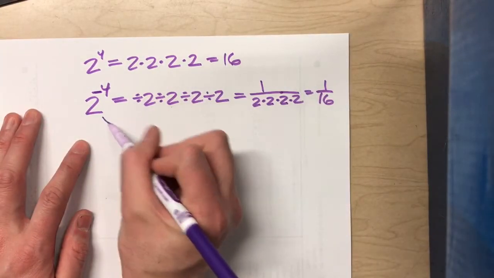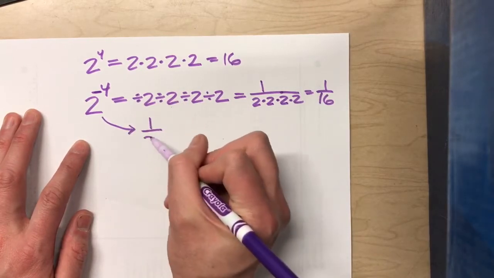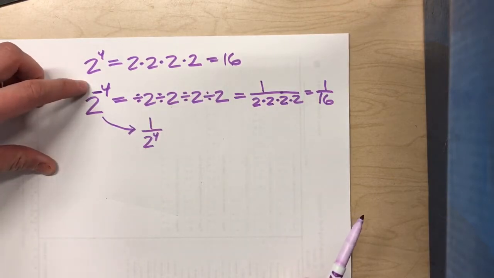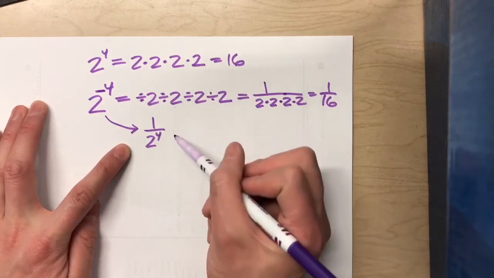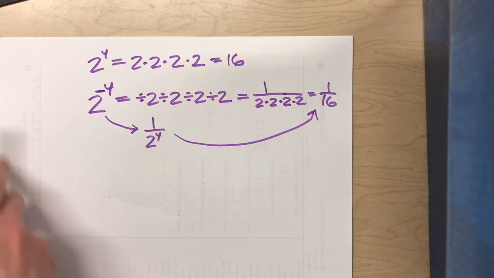Okay? So 2 to the negative 4th power really means 1 over 2 to the regular 4th power. That's all a negative exponent's really saying. It's saying make this into a fraction, and then it'll simplify to this, 1/16.